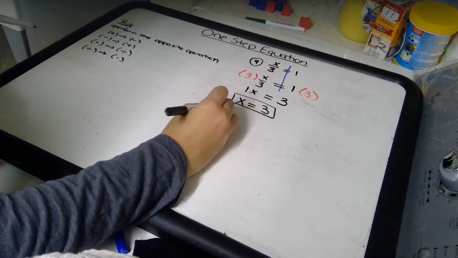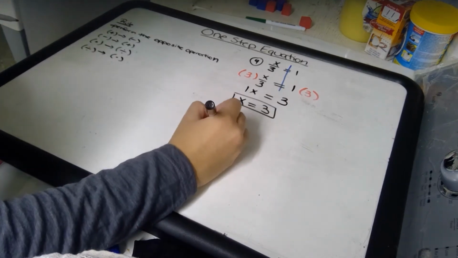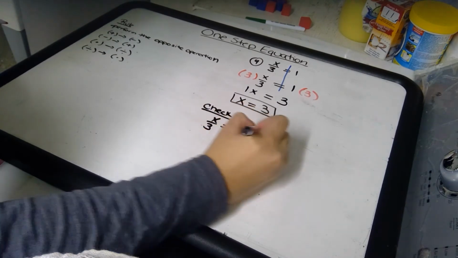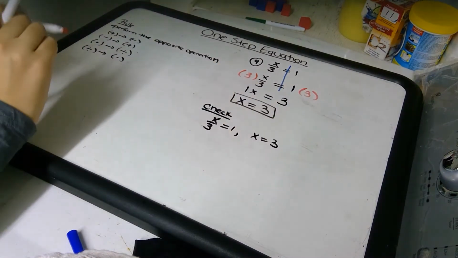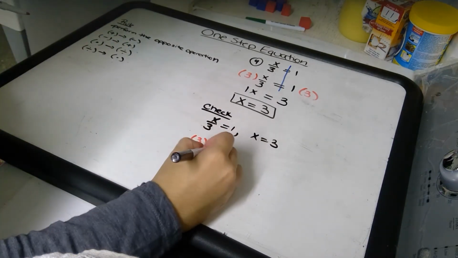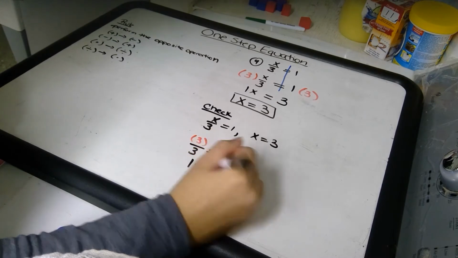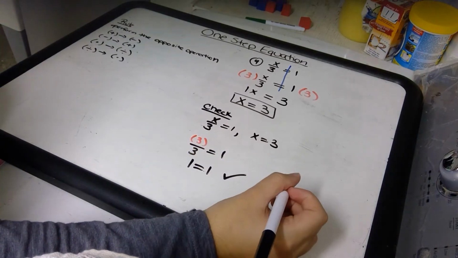Now we have to go check again. So we're going to plug in x. Let's rewrite our equation first. We solved that x equals 3. So we're going to rewrite. We got 3 over 3. Does that equal 1? What is 3 divided by 3? It's 1, right? So 1 equals 1. And since they equal each other, our answer is correct.